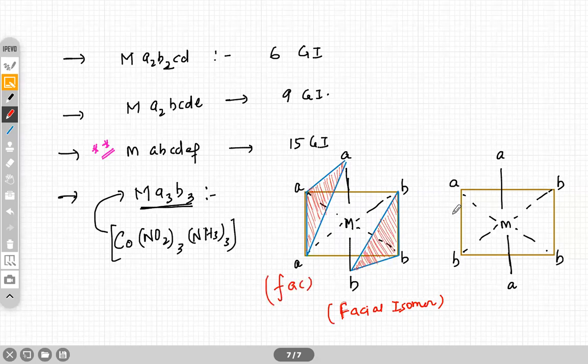In this one, the position of ligands are on the meridian of an octahedron. This position and this position, meridian of an octahedron. And this we call it as meridional isomer. Just this term you have to memorize, nothing much. FAC and MER in short. So always remember, MA3B3 type, we represent it this way, and we do not write down cis or trans isomer here, but we write down facial, that is FAC or MER isomer.